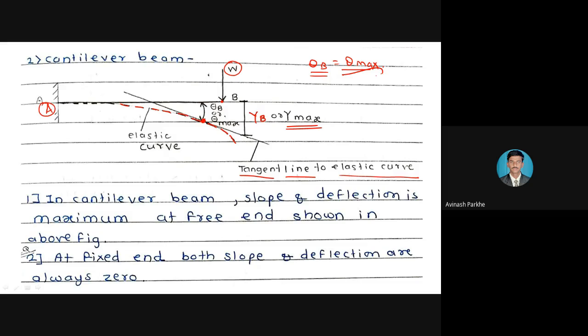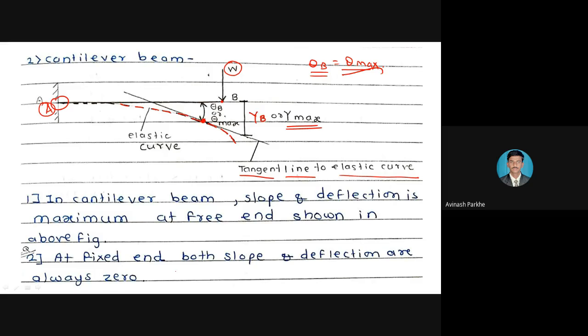In case of a cantilever beam, slope and deflection, both quantities are maximum at the free end, which is shown in the above figure. बघा दोन्ही वरच्या फिगर मध्ये पॉइंट बी लाच स्लोप पण मॅक्सिमम आहे आणि पॉइंट बी लाच डिफ्लेक्शन पण मॅक्सिमम आहे. But at the fixed support, if you look at the point A, fixed support, at this particular point both slope and deflection are always equal to 0. So these statements are very important in order to attempt the MCQ based questions.